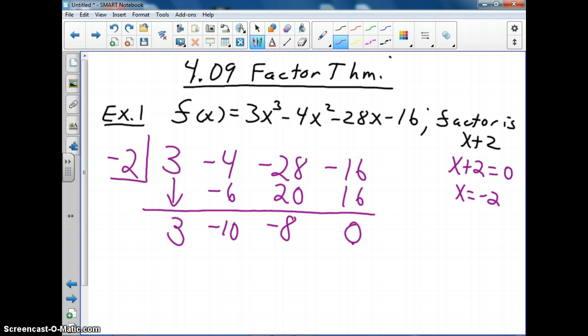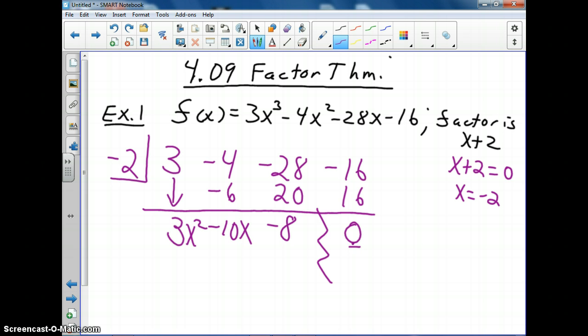This is your remainder. So here's what you always want to do, and you saw this when you watched the film last week. You want to saw off your remainder. The remainder drops off. Now look what you got: 3x squared, negative 10x, negative 8. Look there, you got it.